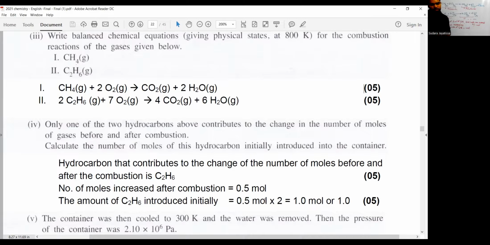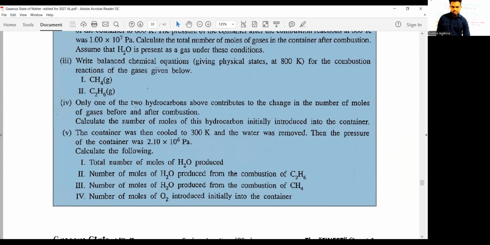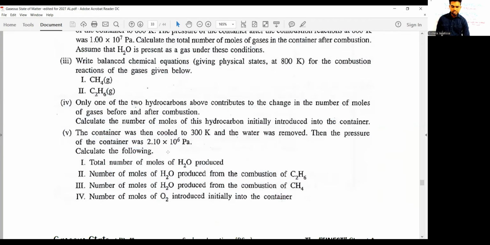Then look at the fifth part. Now we only know how much C2H6 was there. It's not the end. The container then was cooled to 300 Kelvin. Now 300 Kelvin means 27 Celsius. Write it there, 27 Celsius. At 27 Celsius, water is a liquid, and they said it also. Water was removed. Then the pressure of the container was 2.10 × 10^6.